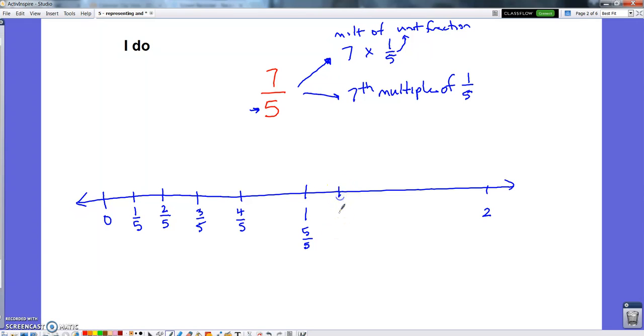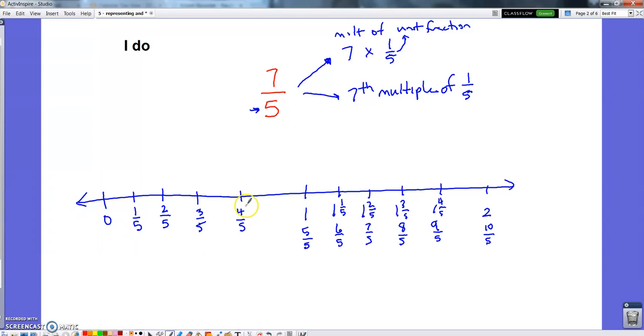The next multiple, we could either write 1 and 1/5 or 6/5. The next multiple, we could either write 1 and 2/5 or 7/5. 1 and 3/5 or 8/5. 1 and 4/5 or 9/5, and this is 2 or 10/5, either way.